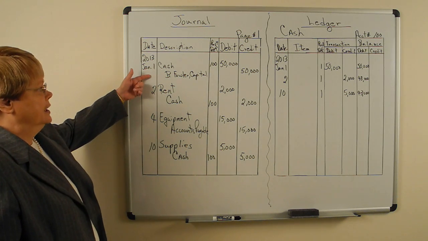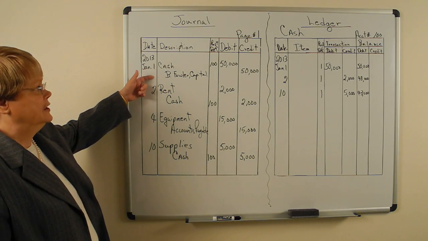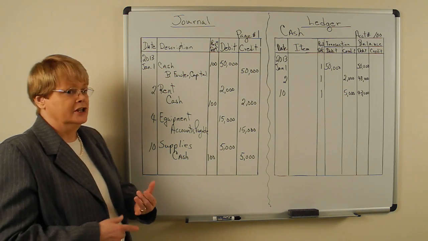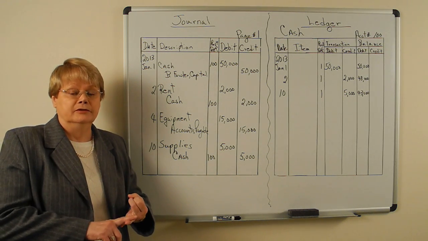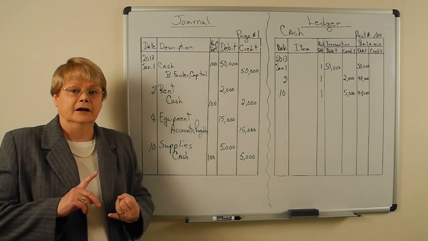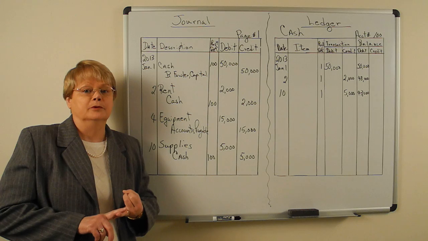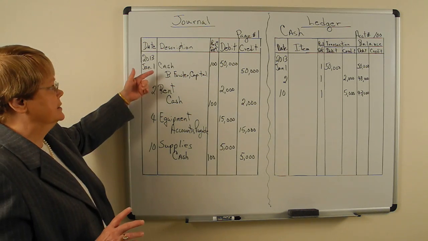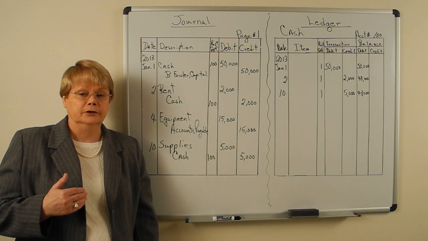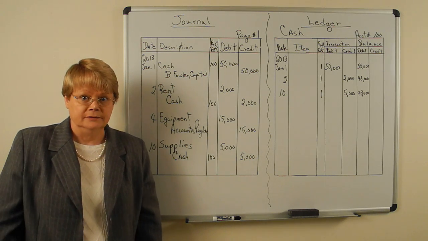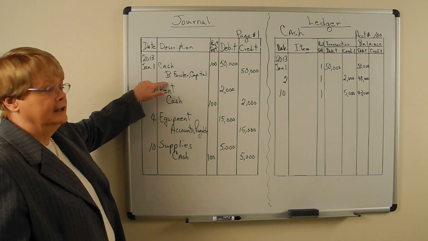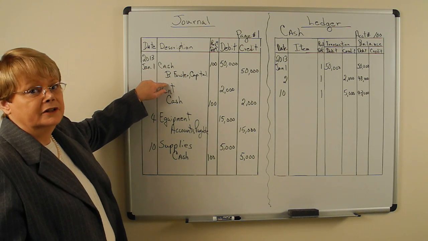So here the owner is putting in $50,000. That's a debit to cash because it affects cash and increases cash, and we increase cash with a debit. And capital is increased, and we increase capital with a credit. So our entry is a debit to cash and a credit to capital, and you will always have at least one debit and one credit in every transaction. You also put the debit first and then indent a little bit and put the credit on the next line.